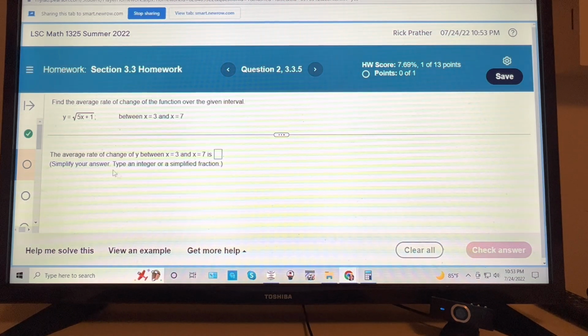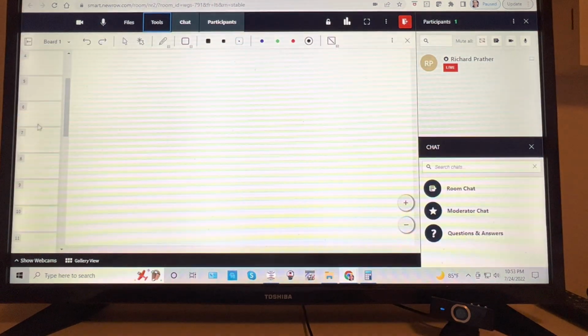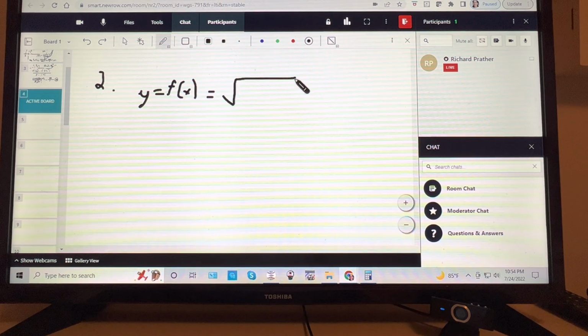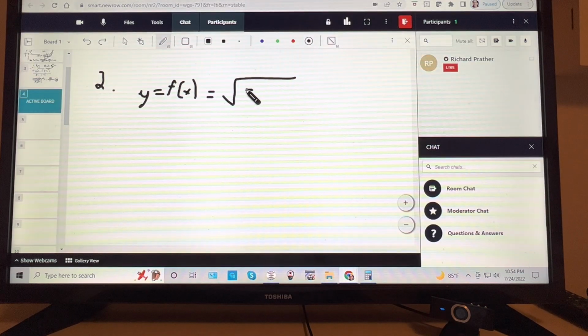Okay, same problem, just a different function. The square root of 5x plus 1 is our function, and we want to go between 3 and 7. Average rate of change for number 2. Y equals, or f of x, those are synonymous, the square root of 5x plus 1. And we want the average rate of change between x equals 3 and x equals 7.